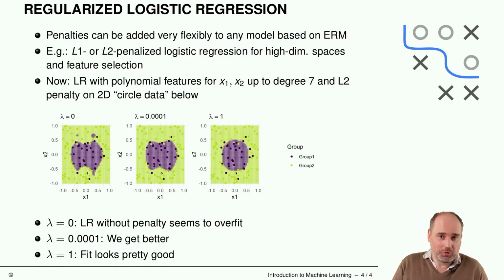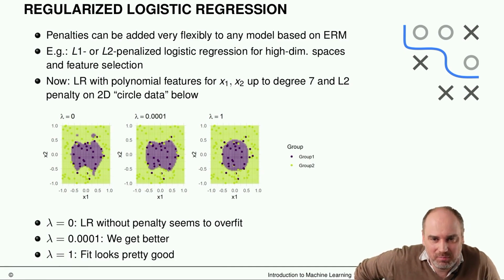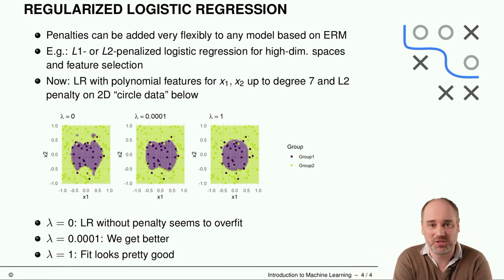Final slide. We're already done with this session here. Regularized logistic regression. It's a super simple slide because I only want to tell you that you can add penalties to basically any model based on empirical risk minimization, even on top of nonlinear ones, but these we'll discuss in a separate dedicated section.